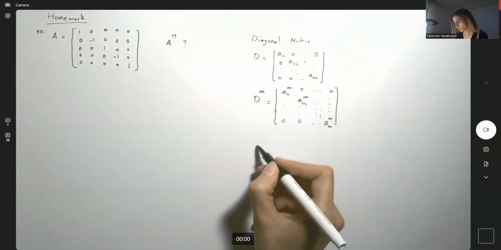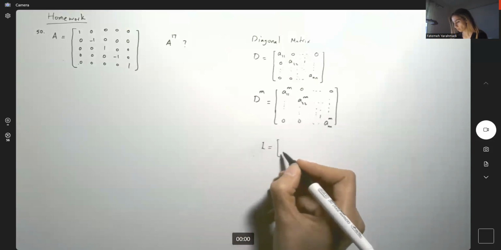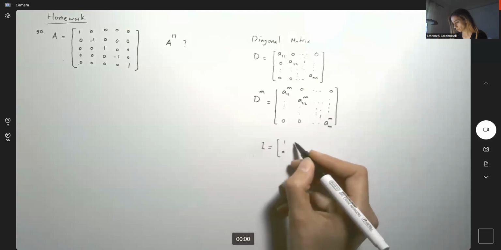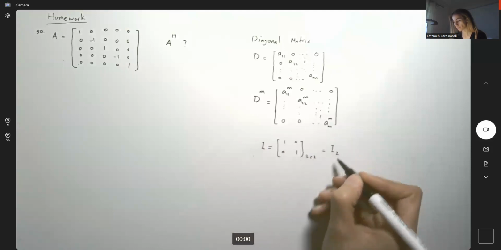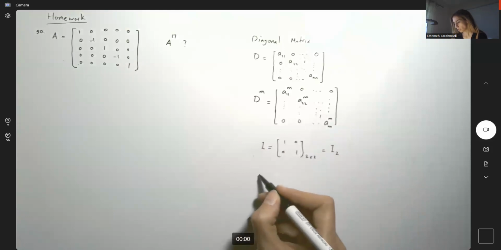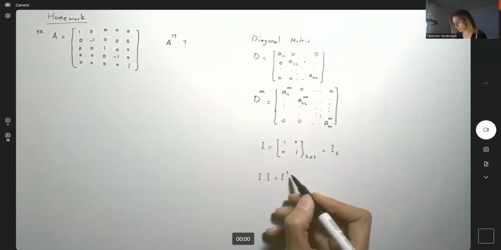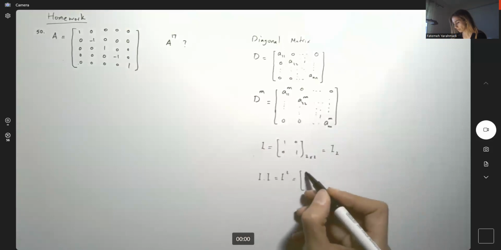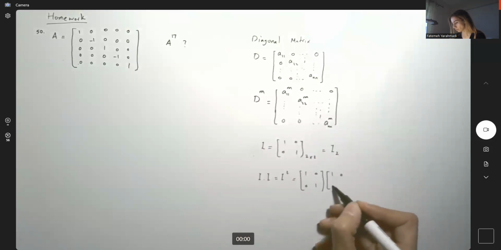For example, let me give you a very simple example. Think about the identity matrix, 1, 0, 0, and 1. It's a 2 by 2 matrix, I sub 2. If I ask you to multiply I by I, or ask you to find I to the second, you're going to say that, hey, this is 1, 0, 0, 1. And then here I have 1, 0, 0, 1.